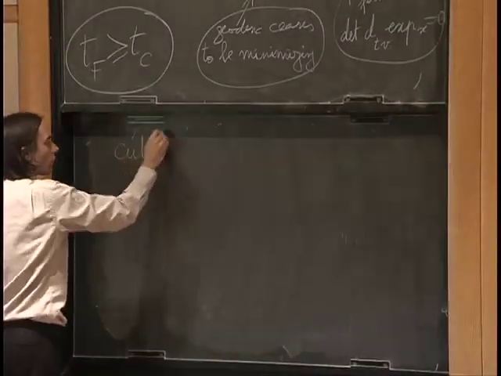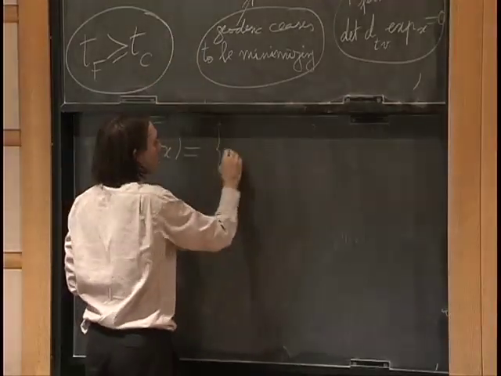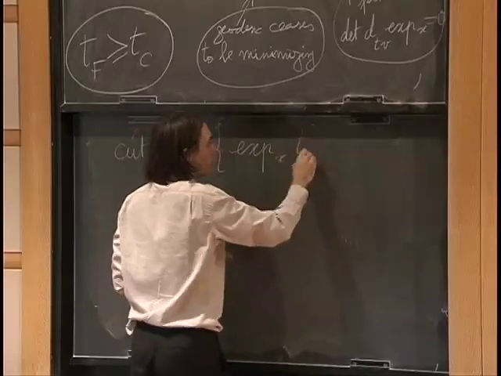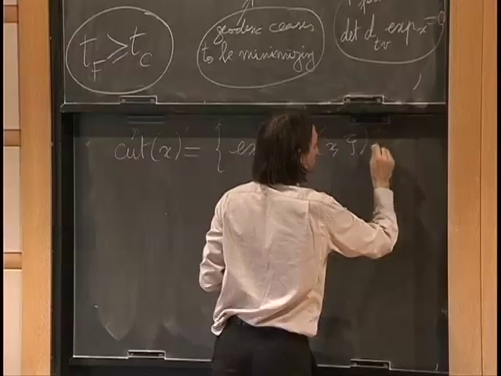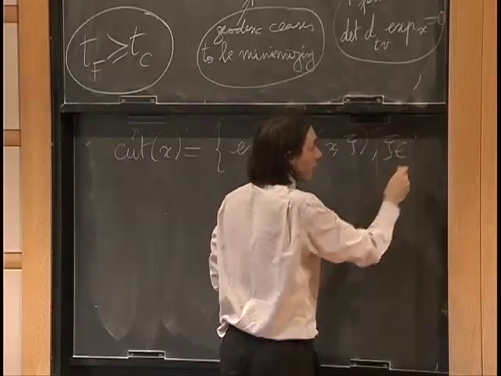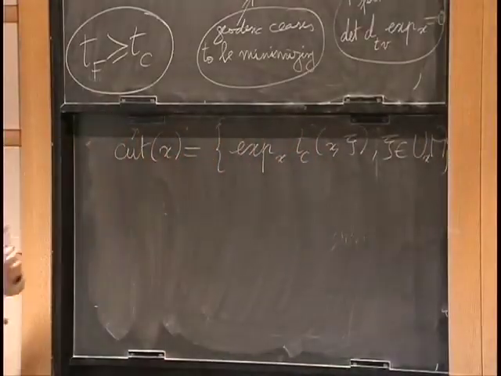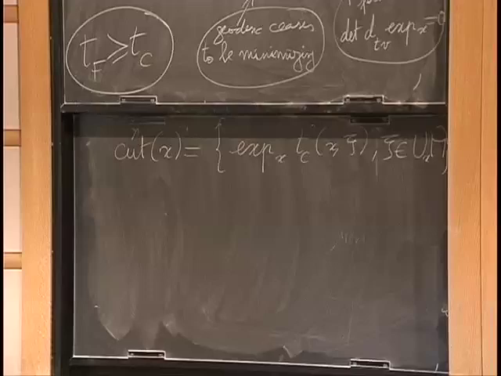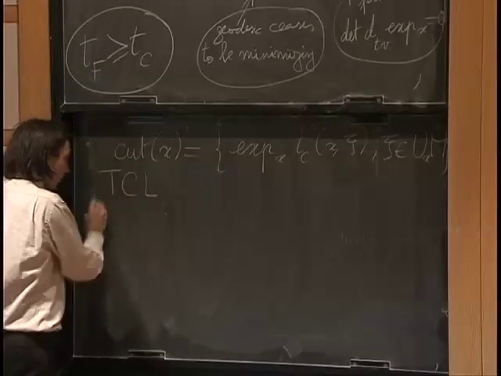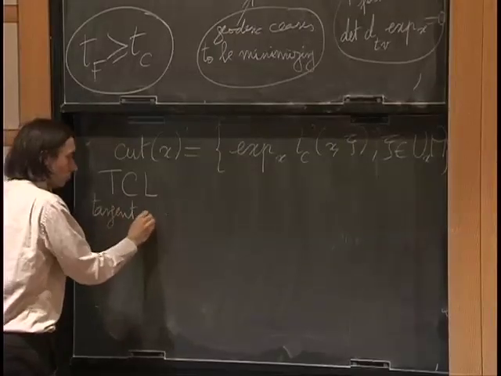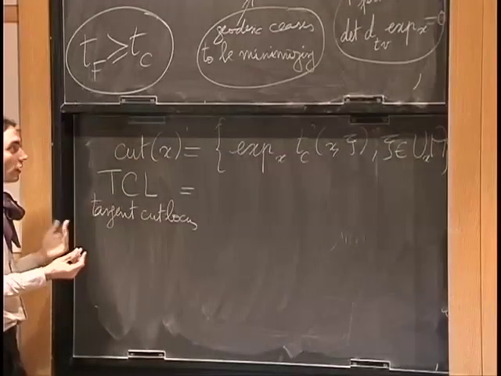Then the cut locus of x is the union of all the images. So this is the set of all exp_x of tc(x, xi) xi, for all possible xi in T_xM. It's sufficient to take the unitary velocities. And the tangent cut locus is the cut locus, but looked at in exponential coordinates.